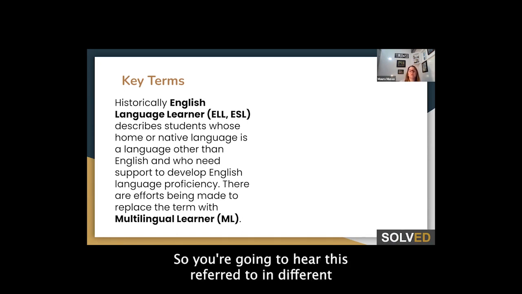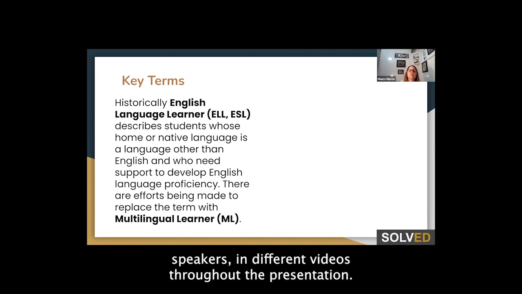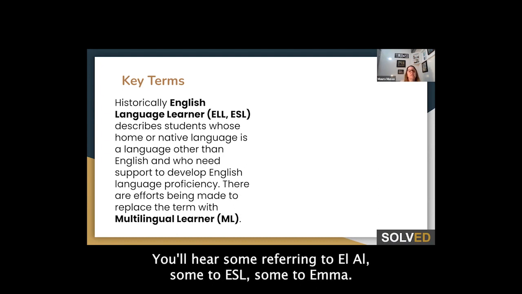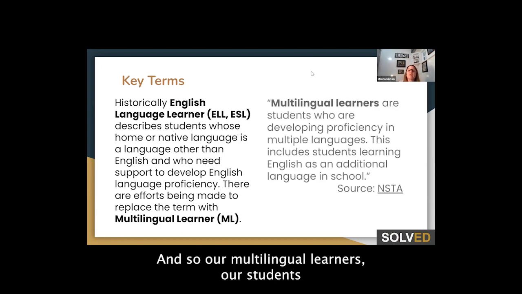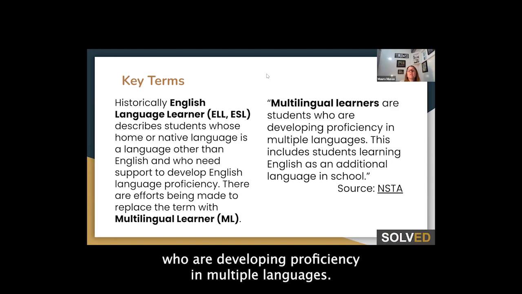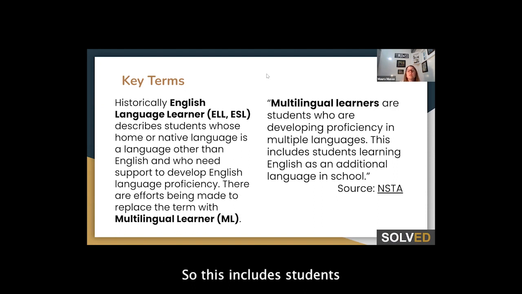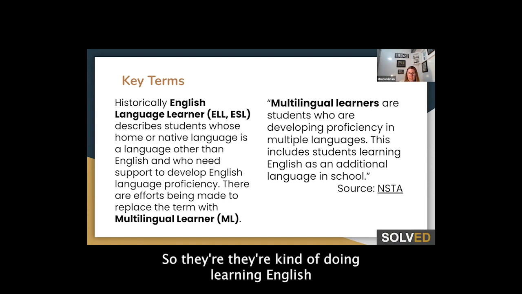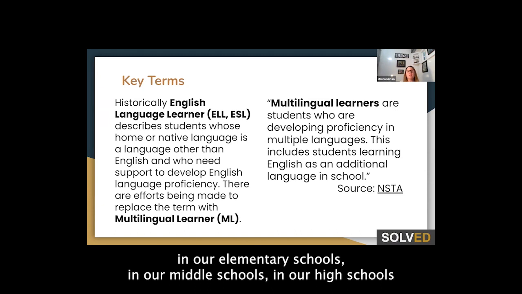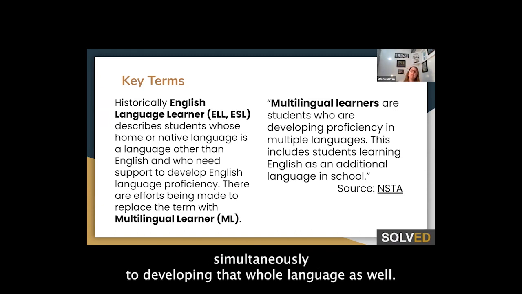So you're going to hear this referred to by different speakers in different videos throughout the presentation. You'll hear some referring to ELL, some to ESL, some to ML. Our multilingual learners are students who are developing proficiency in multiple languages. This includes students who are learning English as an additional language in our elementary, middle, and high schools, simultaneously developing that home language as well.